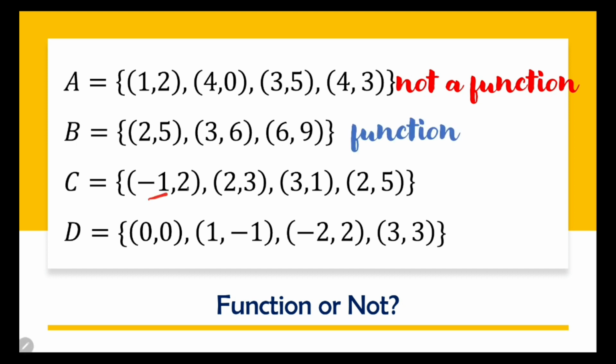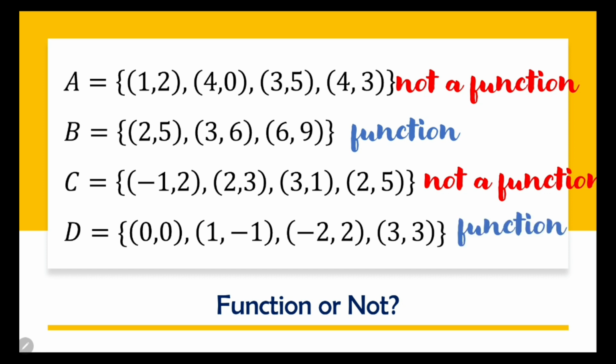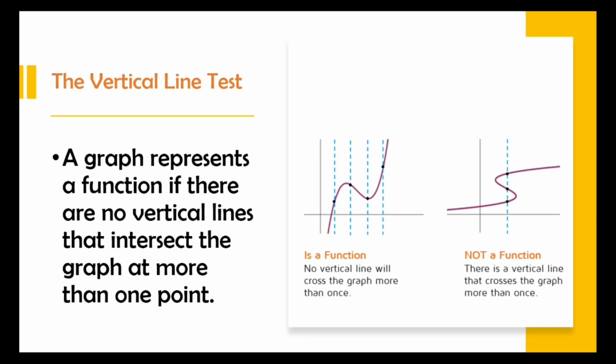Set C, -1, 2, 3, 2. There is a repetition of 2, so this is not a function. Lastly, set D, 0, 1, -2, 3. No repetition, therefore it is a function. Now, let's move on to the vertical line test.